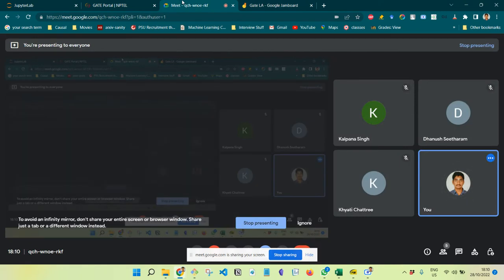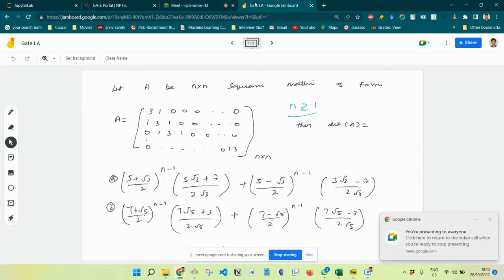Kyati, do you know what solving by elimination is? Have you encountered such questions in GATE? All right, so maybe I'll explain this question. I encourage you to apply this technique in other questions.